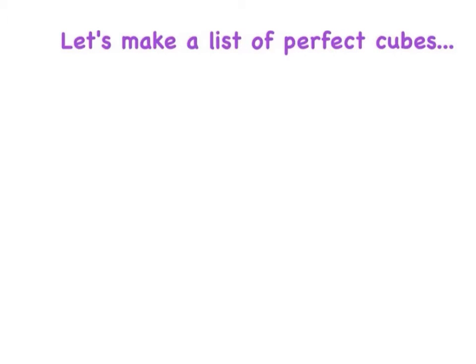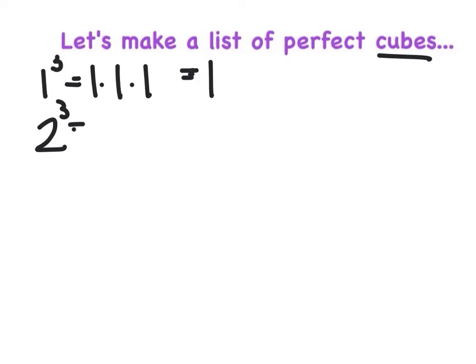So just like a perfect square is two of the same numbers times each other, a perfect cube would be three of the same numbers multiplied together. So for example, 1 cubed is really equal to 1 times 1 times 1, which is 1. So 1 is our first perfect cube. 2 cubed is really 2 times 2 times 2. Now you don't need a calculator. 2 times 2 is 4, times 2 is 8.